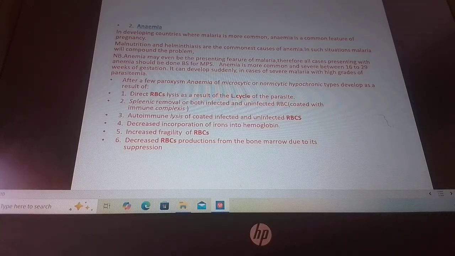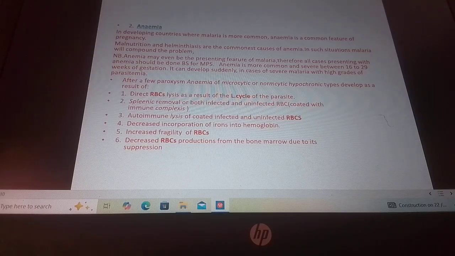After a few paroxysms, anemia of the microcytic or normocytic hypochromic types will develop. It develops as a result of direct RBC lysis from the life cycle. Then there is splenic removal of both the infected and uninfected RBCs, which are coated with immune complexes. Another reason is autoimmune lysis of coated infected and uninfected red blood cells. Then you have decreased incorporation of iron into hemoglobin.